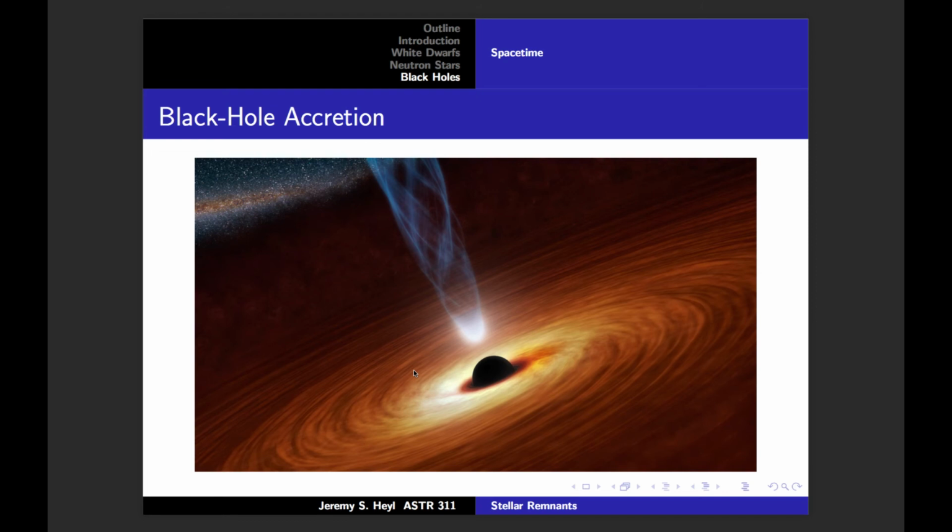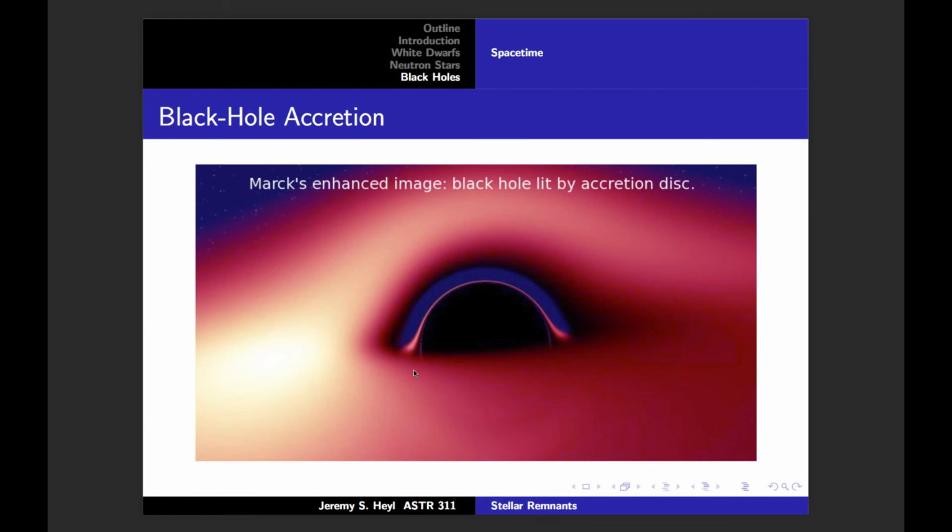Now, this is showing what it would look like if we ignored gravity's effect on light, because gravity bends light. To make this picture, the artist assumed that light goes in a straight line, so we could see it. But this is what it would look like for real. It's harder to tell, I guess.